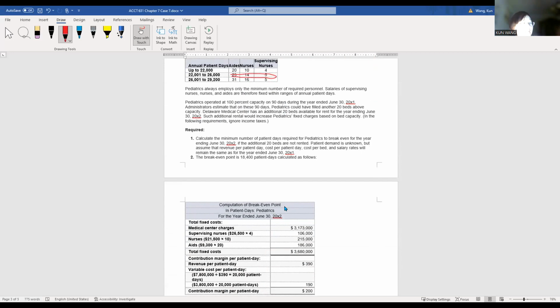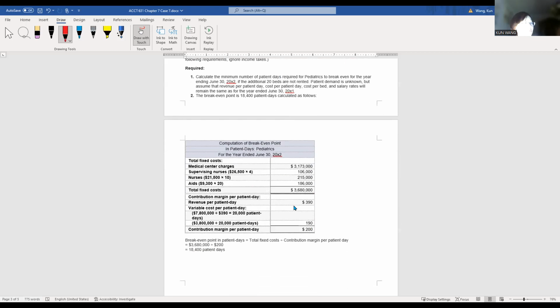So the first one is the break even. So break even based upon the current 60 beds, okay, for the full year. And so I can just quickly share, you can see, but you can check this in more detail later. We got the revenue here, right? So revenue per patient day, and then variable cost per unit. But the unit here is patient day.